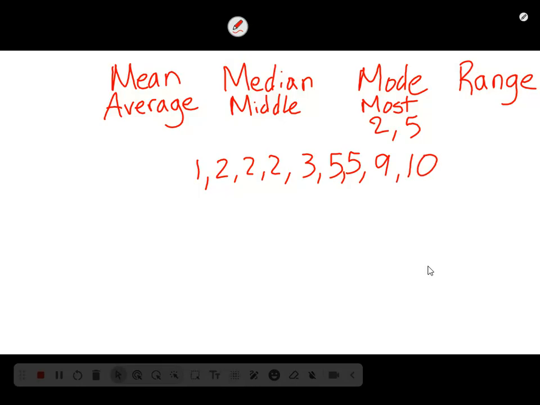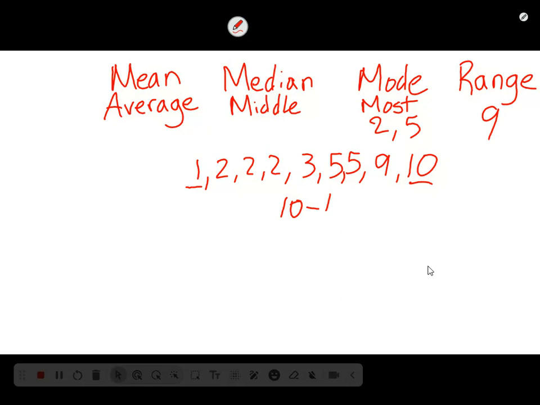I put them all in order, so if they're all jumbled up and mixed up, you have to put them in order, just like the median. Tell me what my range would be, Amala. How did you get that? You take the biggest number, you subtract the smallest number, and our range would be 9.